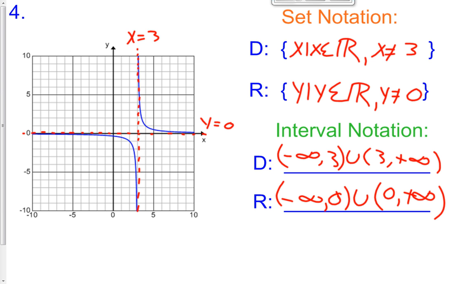And there is how you do domain and range for rational functions. Let me know if you have any questions when you get to class tomorrow.